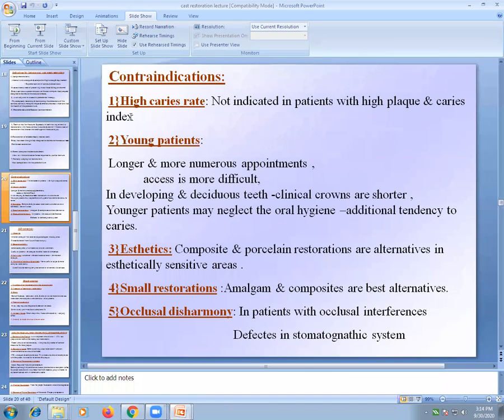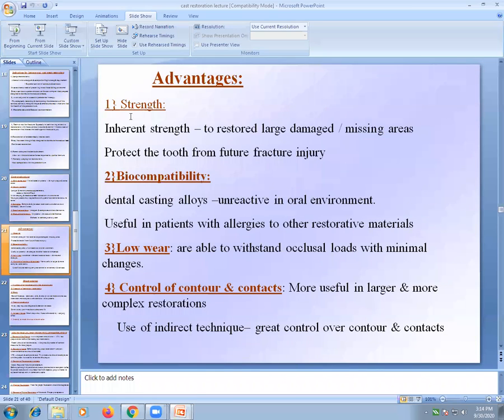Then the fifth contraindication is occlusal disharmony. Where there is an occlusal interference, or a defect in the stomatognathic system, at that time we have to avoid the inlays.